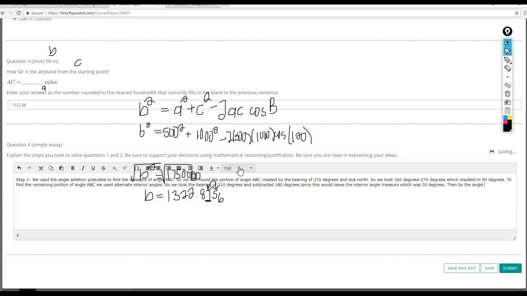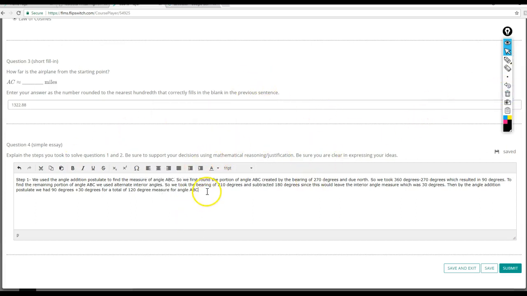Then by the angle addition postulate, we had 90 degrees plus 30 degrees for a total of 120 degree measure for angle ABC. So that was how we found our angle.